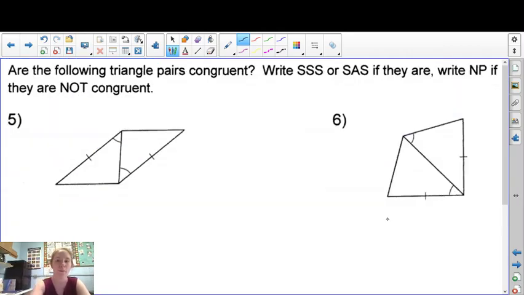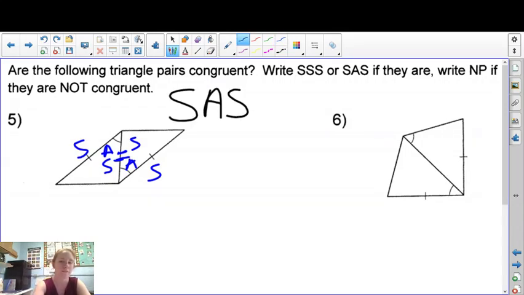Number 5, ooh, this one looks tricky. Okay, first I have a side. Oops, wait, back up. I got a freebie to mark. I can't use one because one's already used. So I have a side, then an angle, and then a side. And then I have a side, then an angle, and then a side. Oh, hey, guess what? It's side angle side.